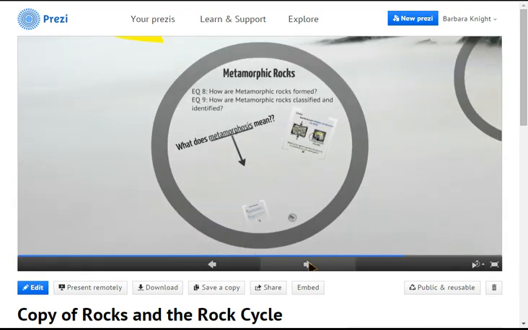And that concludes our sedimentary rock lesson. Tomorrow we will talk about metamorphic rocks.